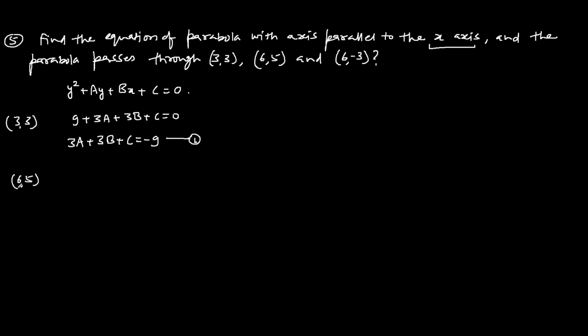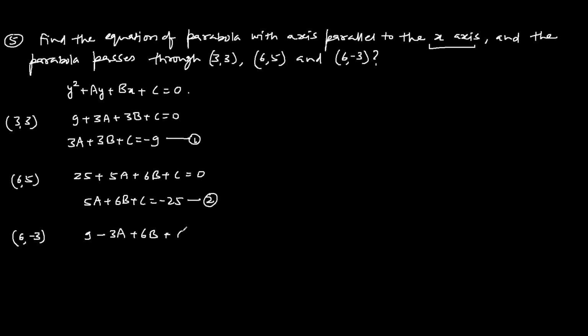Now let's substitute the second point. So 5 square is 25 plus 5a plus 6b plus c equal to 0. So 5a plus 6b plus c equal to -25. This is the second equation. Now let's substitute the third point, (6, 3). So (-3) square is plus 9, and then -3a plus 6b plus c equal to 0. So this equation is -3a plus 6b plus c equal to -9.